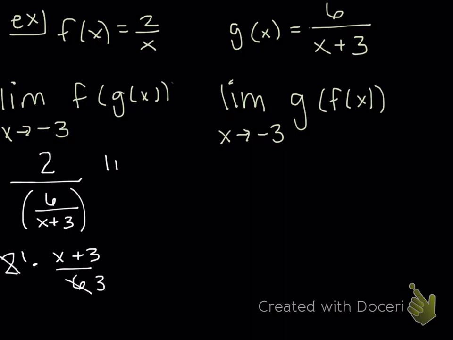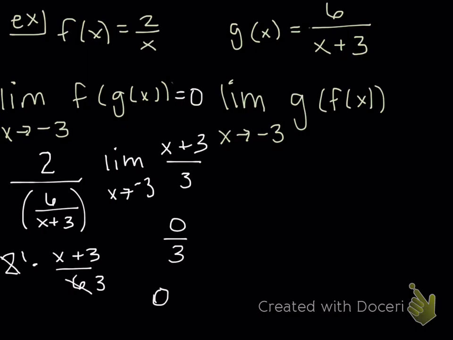So at this point, I'm at the limit as x approaches negative 3 of x plus 3 over 3. When I plug in negative 3, I get 0 over 3, and I know 0 over anything is 0. So this first one is going to be equal to 0.